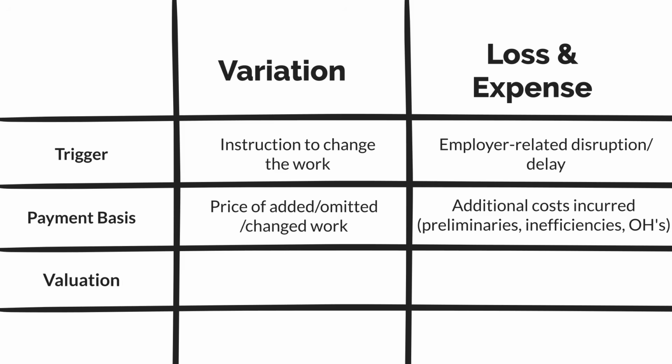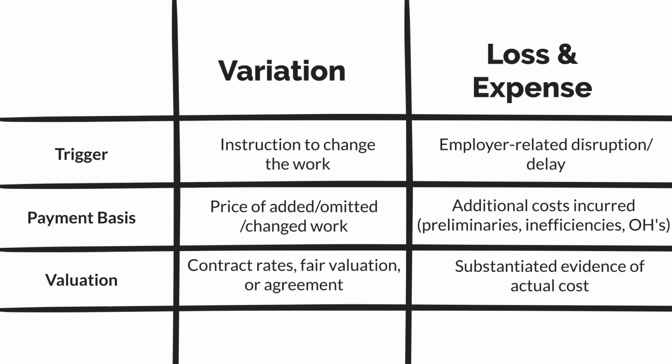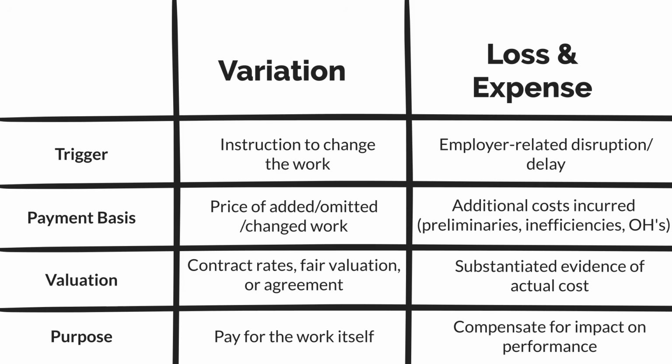Okay, now we look at how we value these works. So for a variation, we use the contract rates or a fair valuation or agreement. And for loss and expense, we need to substantiate the evidence. So we're looking at substantiated evidence of actual cost. Finally, we look at the purpose. What's the purpose of a variation? Well, the purpose of a variation is to pay for the work itself. And loss and expense is to compensate for the impact on performance.